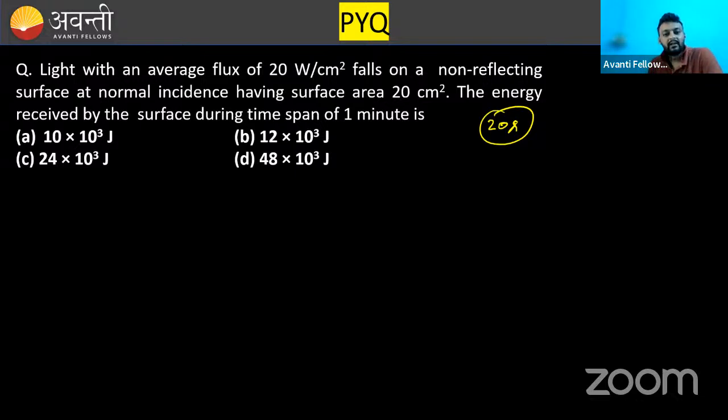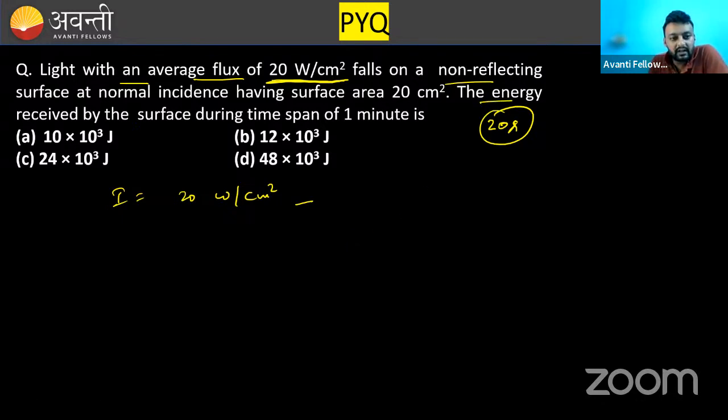Okay. Which formula are you going to use? Light with an average flux. You can see the unit, 20 watt per centimeter square. This is nothing but intensity. That means intensity is given, 20 watt per centimeter square. Non-reflecting means absorbing. Very good. I is 20 watt per centimeter square.